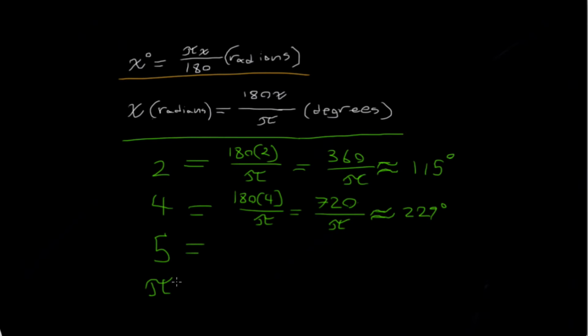Here, that's coming next. So 5 is 180 times 5 over pi. Right? And that's just going to be 900 over pi. I can tell you that too. That is approximately equal to, this is the approximately sign, it's a squiggly equal sign, 286 degrees. So this is great.